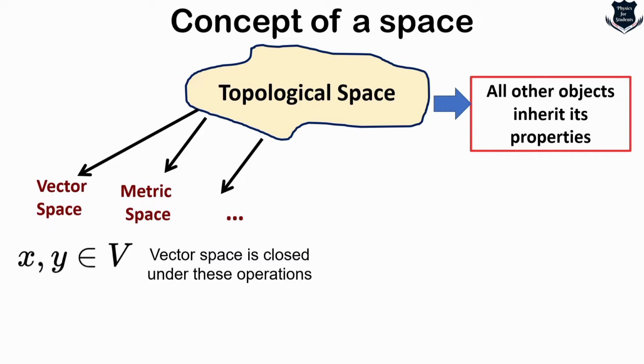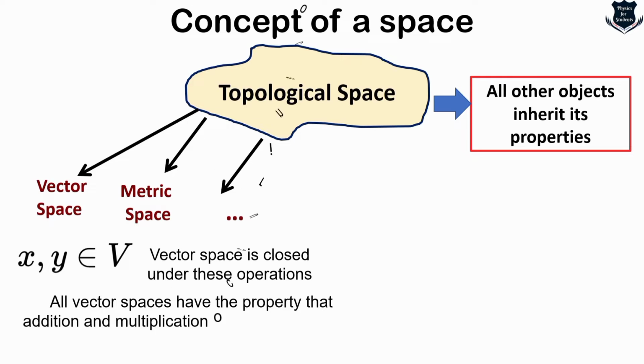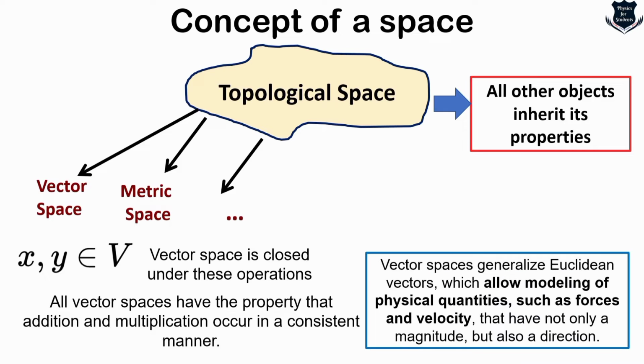So as you see here, x comma y resides inside the vector space, that is V, and vector space is closed under these operations. That means in any operations we do not have to leave the space, everything is within that specific space. So all vector spaces have the property that addition and multiplication occur in a consistent manner. That means we really do not have to leave that kind of a space.